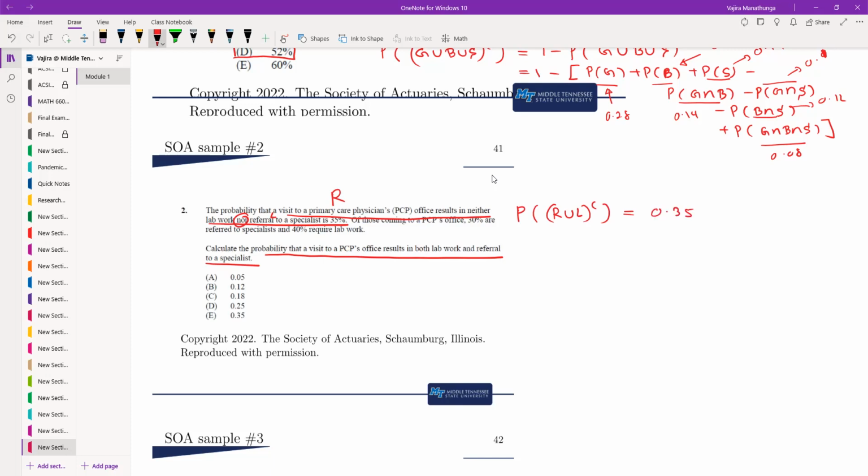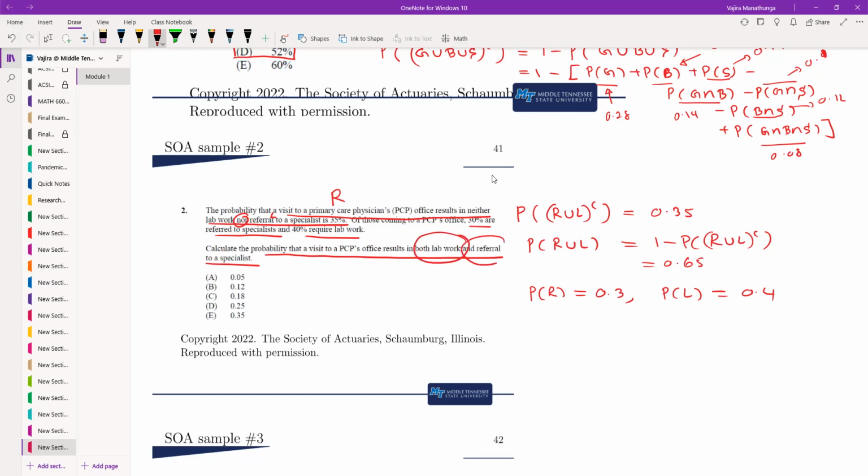Right here, you can find that the probability of R union L is going to be 1 minus that probability using the complement rule, which is 0.65. Then the question says 30% are referred to a specialist, 40% require lab work. So the probability of referral is 30%, and the probability of lab work is 40%. The question asks for both lab work and referral, so we want to find the probability of R and L.